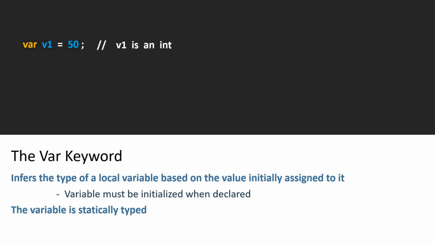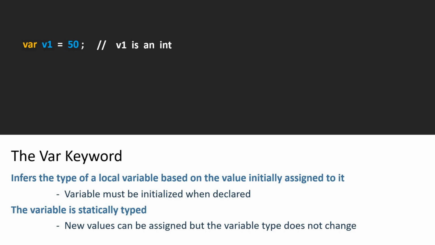Now we can assign new values to that variable, but the data type of the variable doesn't change. So if I try to say v1 equals 100.0, well, 100.0 is a double. We know from earlier in this module, you cannot assign a double directly to an int variable unless you cast it. So the type of v1 never changes once it's declared. v1 is still an int, so assigning a double value to it requires the cast.